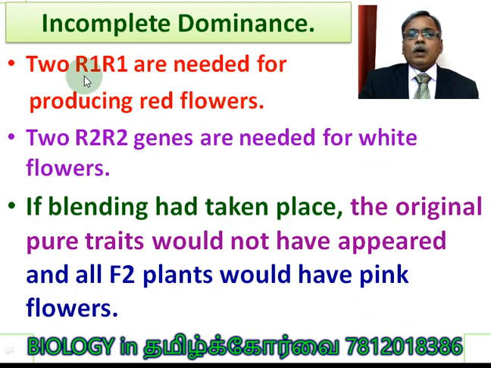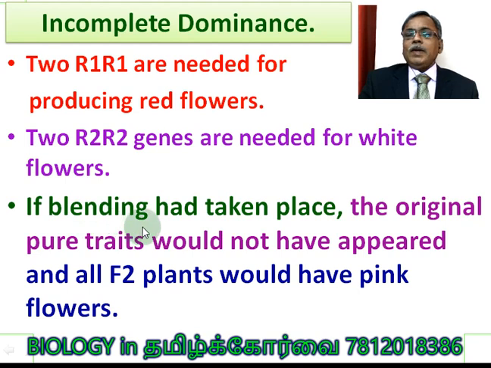Two capital R1 are needed for producing red flowers, because 100% of the enzymes become active, so they are able to convert 100% of the pigment into red pigment, so red color flowers are produced. Whereas capital R2 is needed for white flowers, where 100% of the enzymes are not active, so no pigment is converted into red pigment, so all the flowers become white in the case of capital R2.